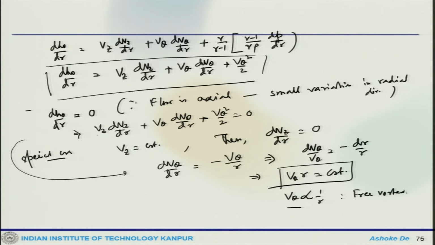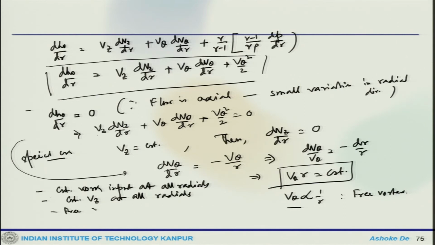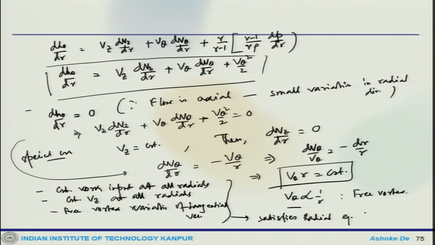Constant work input at all radii, constant Vz at all radii, free vortex variation of tangential velocity. So, these are the situations. So, that means constant work input at all radii, constant Vz at all radii, free vortex variation of tangential velocity. So, these are all satisfying. So, this satisfies radial equilibrium. Also, this V theta into r constant also satisfies the radial equilibrium.